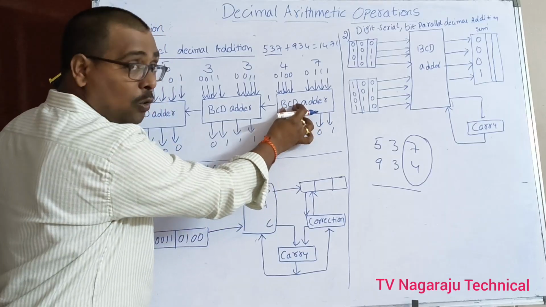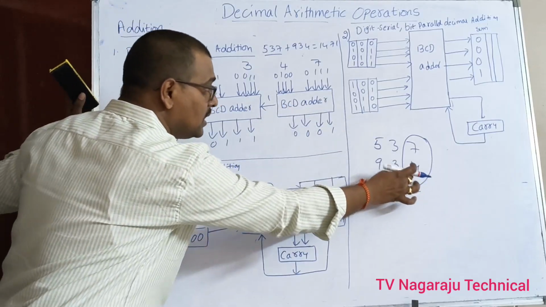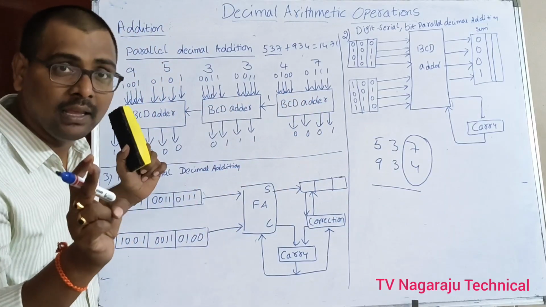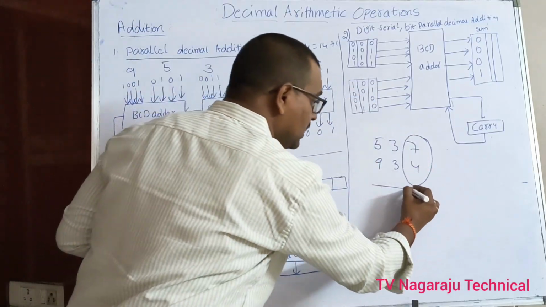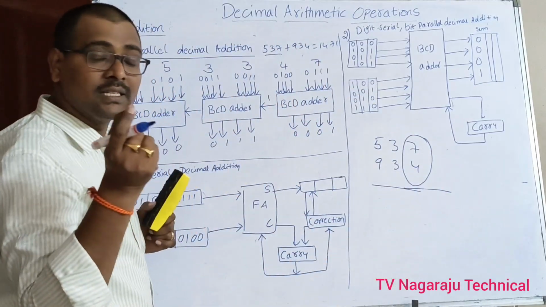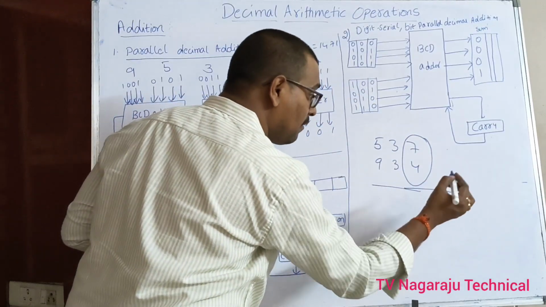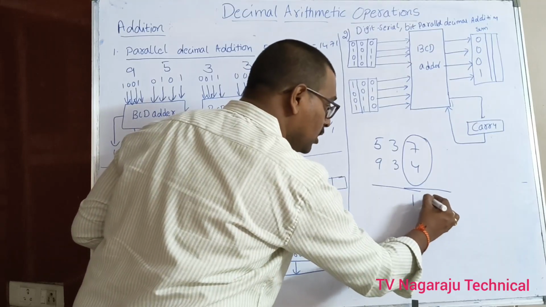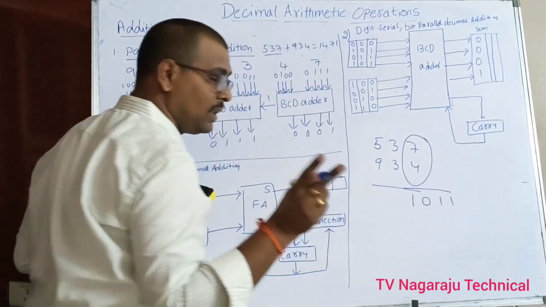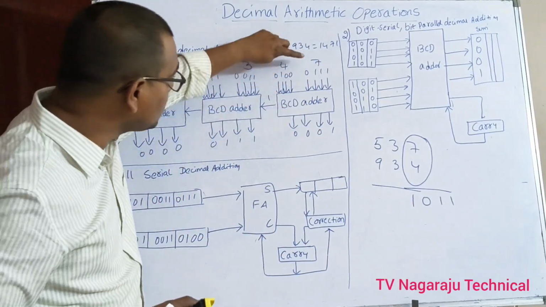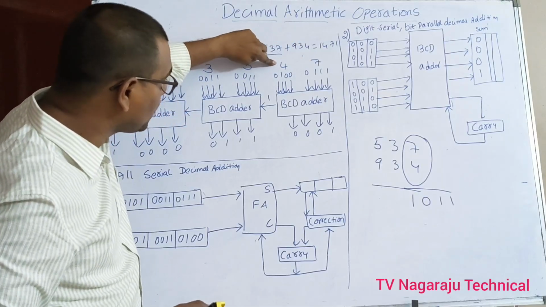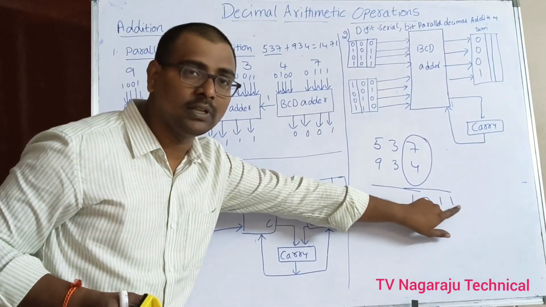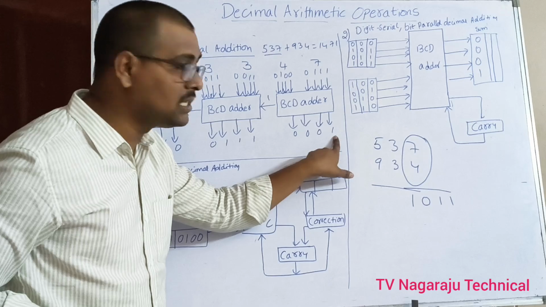7 and 4. These two digits are added parallelly. Suppose, what is the answer? 7 plus 4. The answer is 11. What is the representation of 11? 1011. This is the representation. That is, after adding 7 plus 4, we are getting the answer 1011. But here this is a wrong answer.